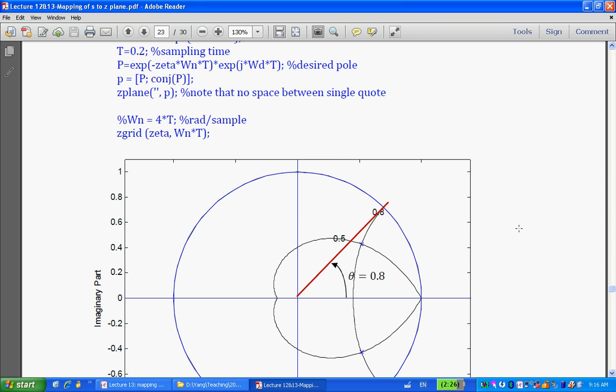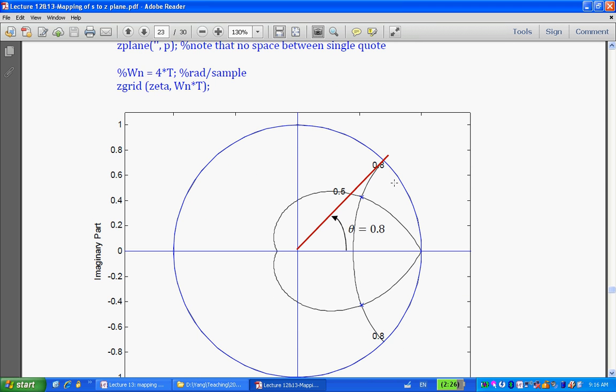So when you make use of zgrid to draw these things, this is what you should do. Make sure the first parameter is the zeta, and the second parameter should be the omega n times your sampling time. That's actually important. MATLAB does this normalization right here.